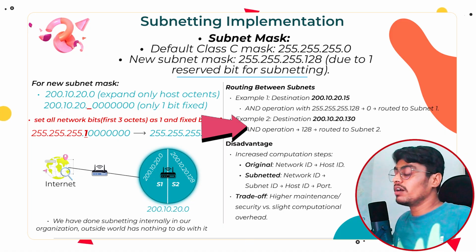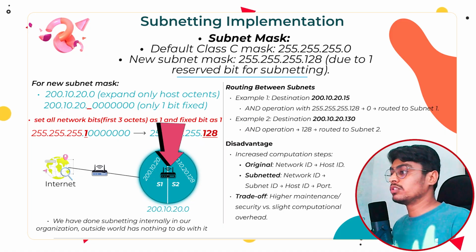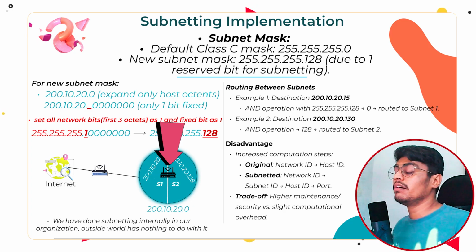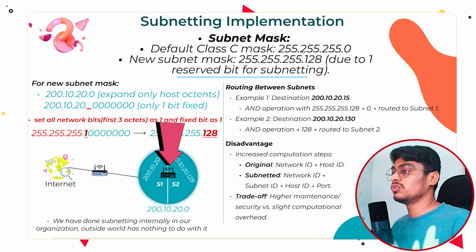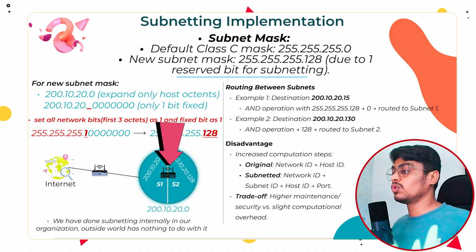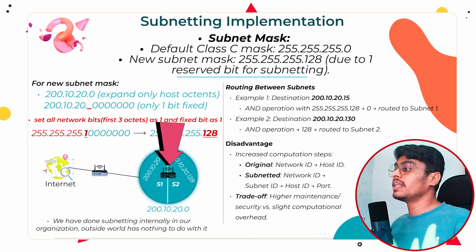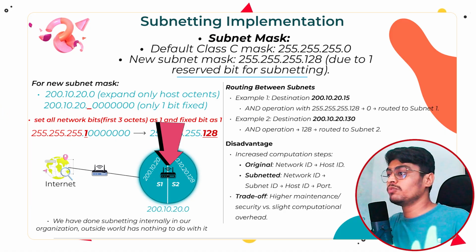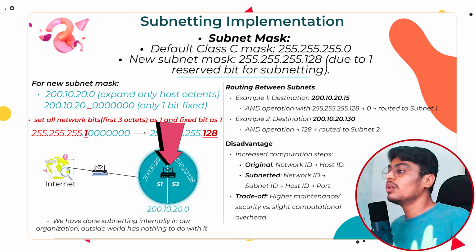So we have implemented an inside router also. We have the outside world router, and we have implemented a new router in our network. We have provided this subnet mask to this internal router. So when a packet arrives with destination 200.10.20.15, it will decide that this belongs to subnet 1, and if a packet arrives with 200.10.20.130, it will decide that it belongs to subnet 2.